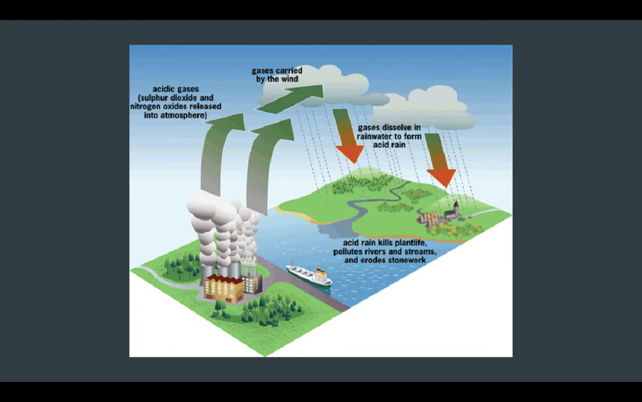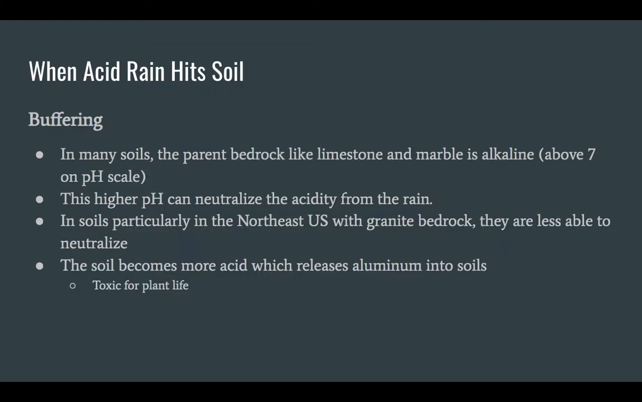So what's the effect of this? When it hits soil, it can naturally do something that we call buffering. This is the idea that soil's bedrock, or the parent rock that it comes from, when we talked about the parent layer of soil in the soil horizons, if it is something like limestone and marble that's already alkaline, it essentially neutralizes that higher pH, keeping the soil pH at a pretty stable level.